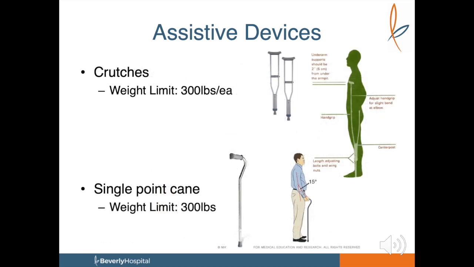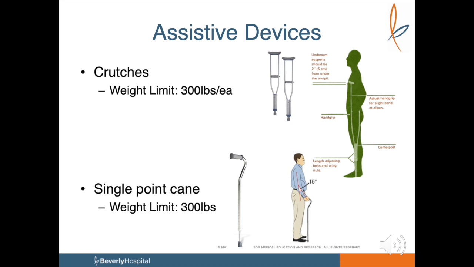Next device in your toolbox is crutches. For crutches, each side has a weight limit up to 300 pounds. When you set up crutches, the top of the crutches should be 2 inches or 2 finger width lower than the patient's armpits to avoid compressing the brachial plexus nerves. To adjust for this, you may need to adjust the handlebars to allow for slight bend in the elbows. Overall height is adjusted from the bottom of the crutches, and they are labeled to match the patient's height.